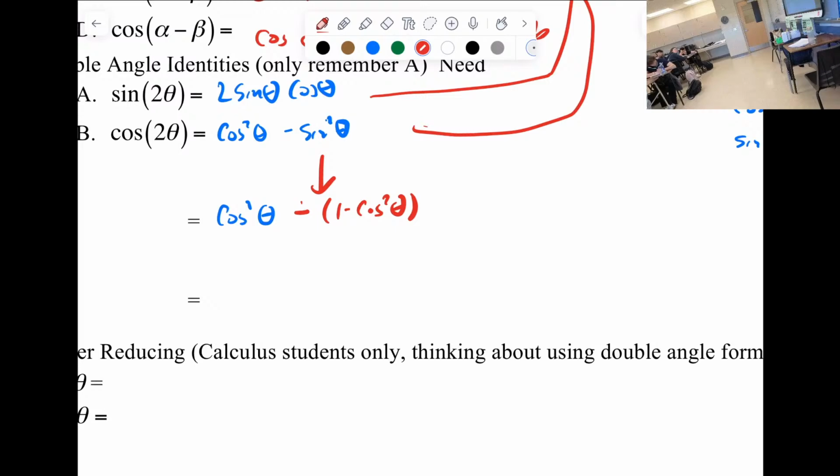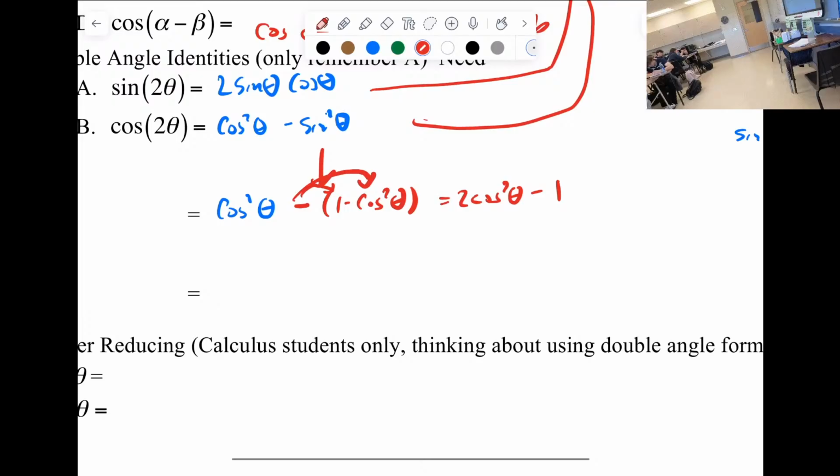So can I distribute this? Can I distribute this? So that becomes 2 cosine squared theta minus 1. Is this okay? Are you guys following me or no? Yeah? Can I replace the sine squared with cosine squared theta? Minus sine squared theta. Can I replace this one?